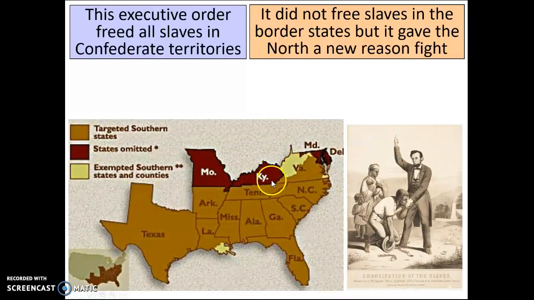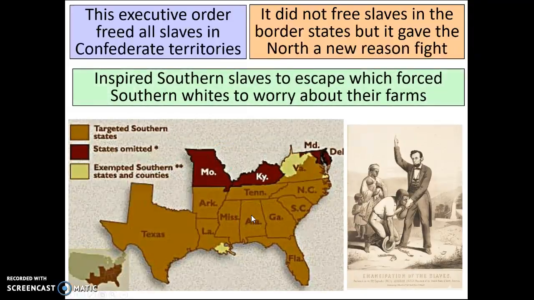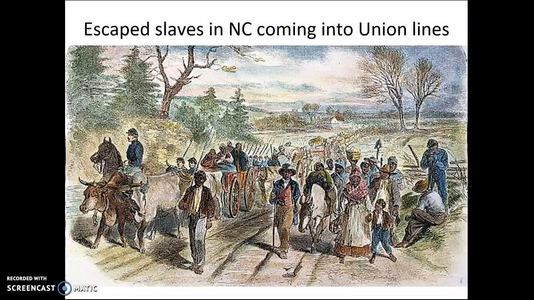He's trying to coerce these states to come back into the Union by issuing the Emancipation Proclamation, trying to get them to return of their own accord, give them the choice to return, essentially. It inspires those Southern slaves to escape, which forced Southern whites to worry about their farms. So slaves within the South hear about the Emancipation, and they see this as their saving grace. Lincoln is considered the great emancipator.